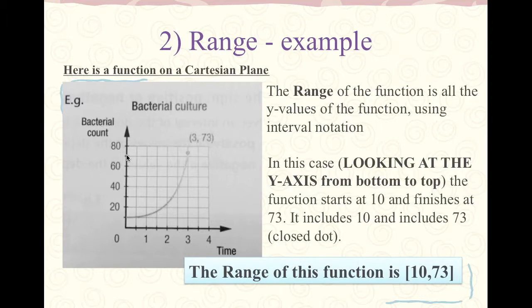10 to 73. Closed dot here, so we include it, right? Closed dot, and assume there's a closed dot here too. Just because of the context of this question, we assume that it's a closed dot, okay? So closed brackets 10, 73, and that's range.